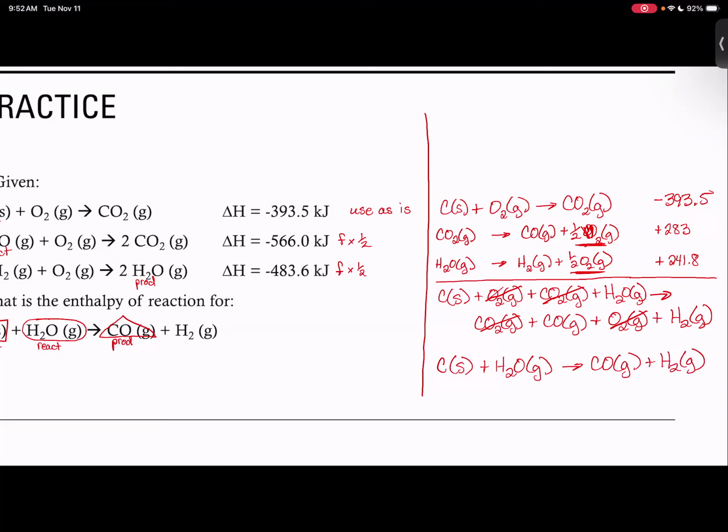Since those three equations added up to the target equation, that means I can add up my enthalpies to get the enthalpy of the equation. And the enthalpy of the equation comes out to be a positive 131.3 kilojoules.